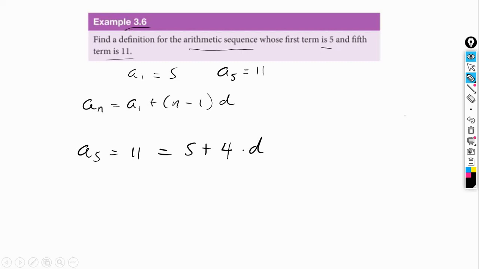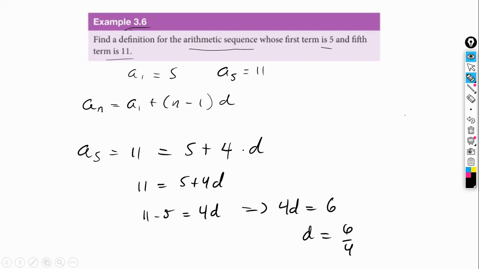And this is easy to solve because we're going to get that 11 is equal to 5 plus 4d, and then 11 minus 5 is equal to 4d. So that means that 4d is equal to 6. So d is 6 over 4, which is 3/2.